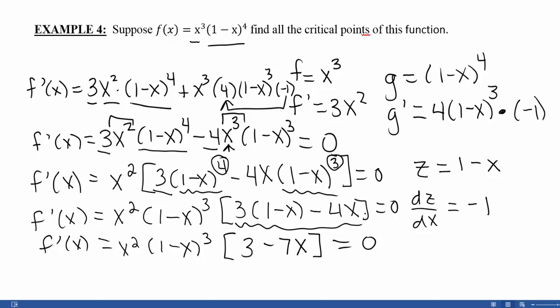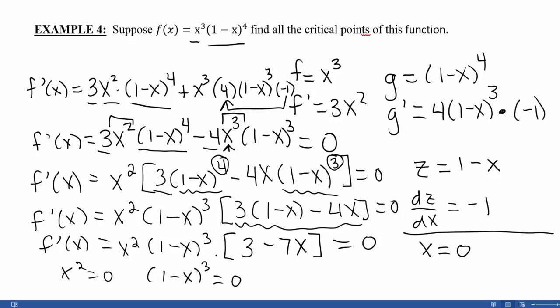So the first term multiplied in is x squared. If x squared equals 0, that tells me that x equals 0. So that's my first critical point. Now here, if 1 minus x cubed equals 0, I can see that x equals 1 would make that whole parenthesis 0. So x equals 1 is my second critical point. And then finally, I set 3 minus 7x equal to 0.